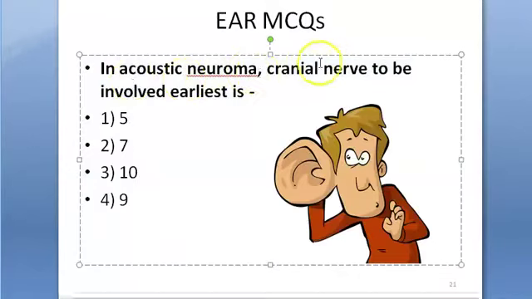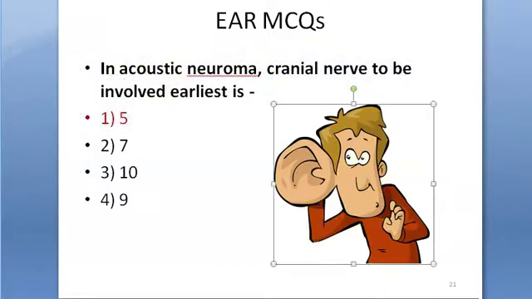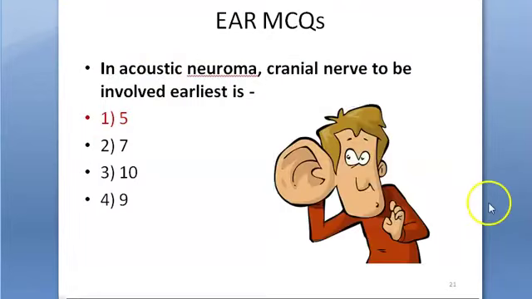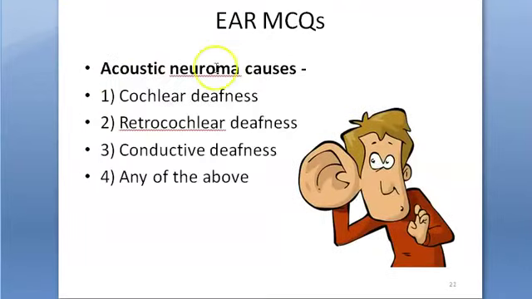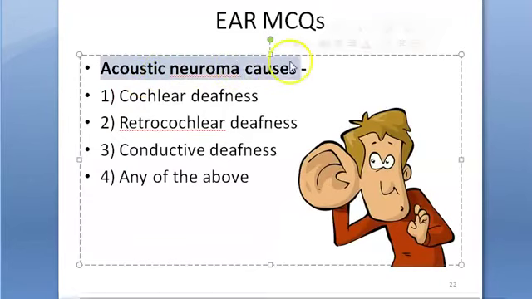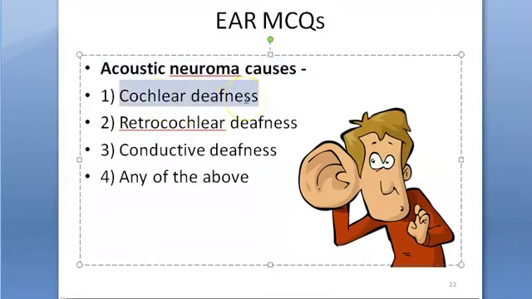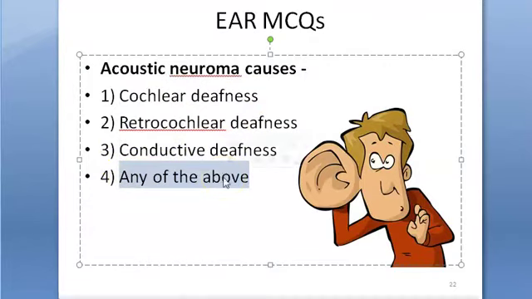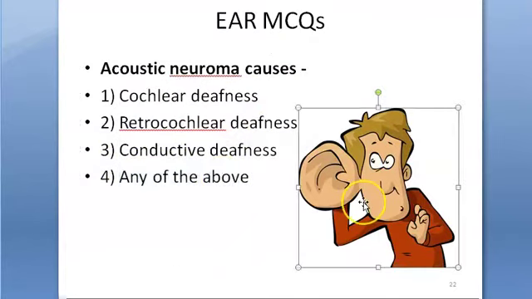In acoustic neuroma, the cranial nerve to be involved earliest is, we already told you the answer, the trigeminal, so answer is A, the fifth cranial nerve. Acoustic neuroma causes, now let's try to answer this one. We have seen so much about acoustic neuroma. Cochlear deafness, retrocochlear deafness, conductive deafness, any of the above. I don't like this any of the above. Let's see the answer.